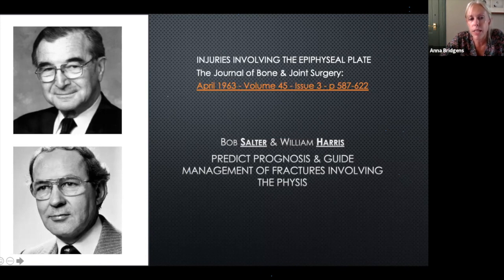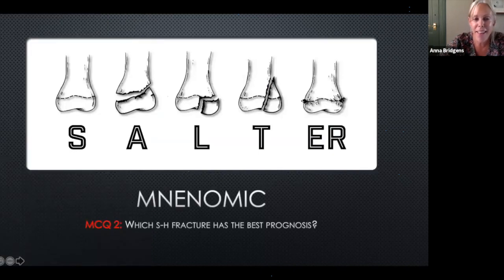And this classification is actually quite a useful classification because it gives you information on prognosis and it also gives you information on how we should be managing these fractures, okay? So I found it's a relatively useful mnemonic for these fractures.